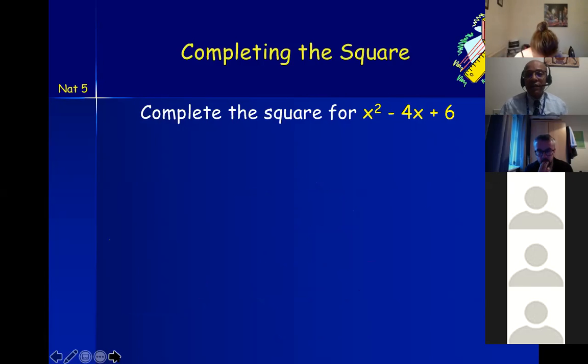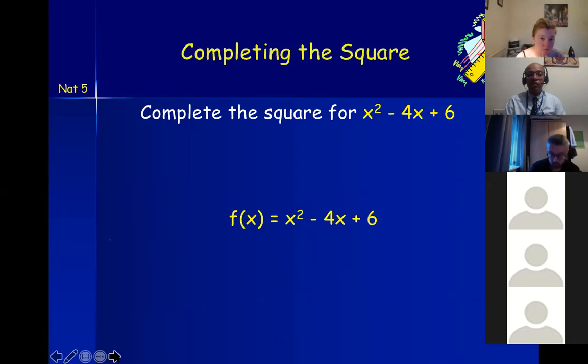This time I've got x squared minus 4x plus 6. Remember what we said? We're looking to rewrite x squared minus 4x plus 6 with an x squared minus 4x.